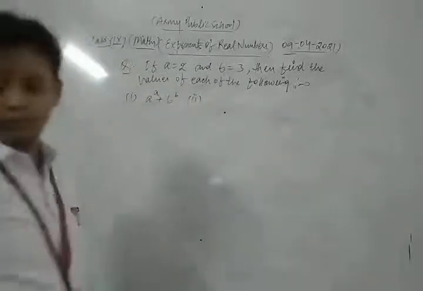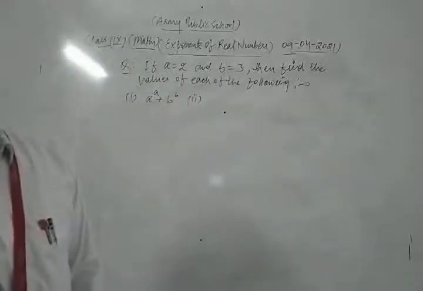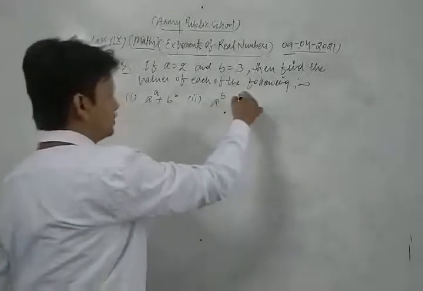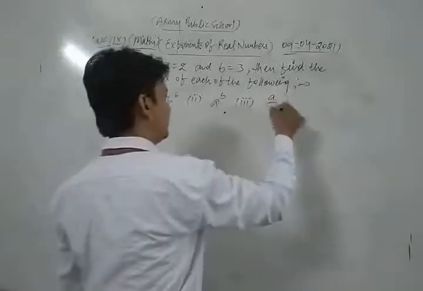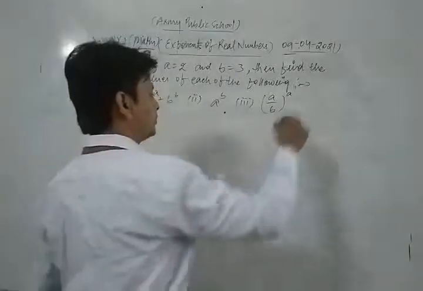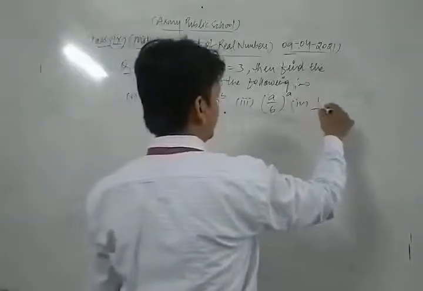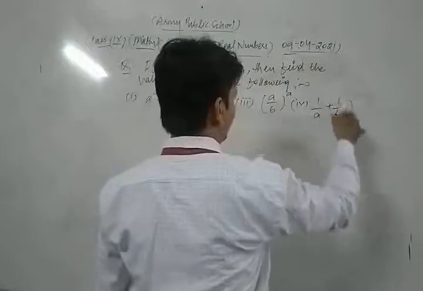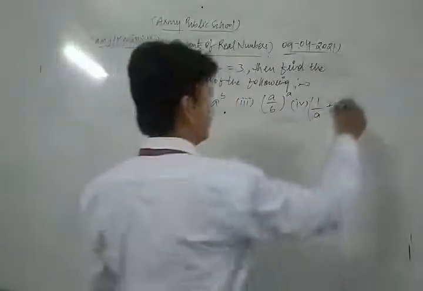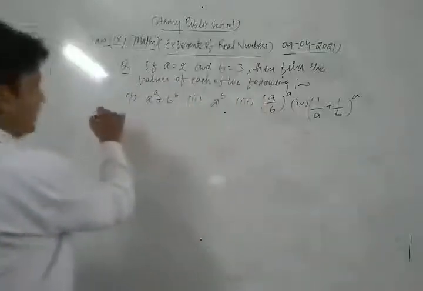The second part of this question is a to the power b. The third part of this question is a upon b to the power a. And the fourth part of this question is 1 upon a plus 1 upon b, to the whole power a. Now let's see the solutions one by one.